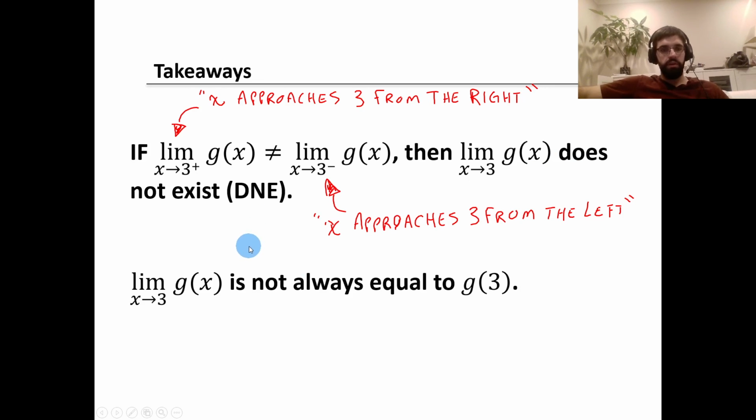The other big takeaway we talked about in this video was that the limit as x approaches 3 is not always the same as g of 3 itself. Or as we approach our x value, it's not always equal to the x value itself.